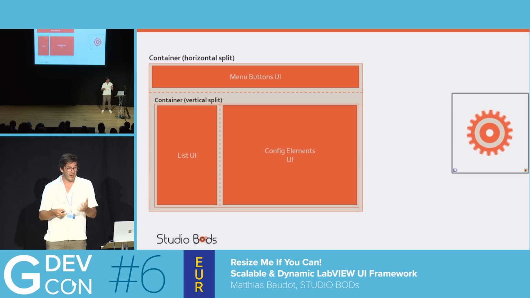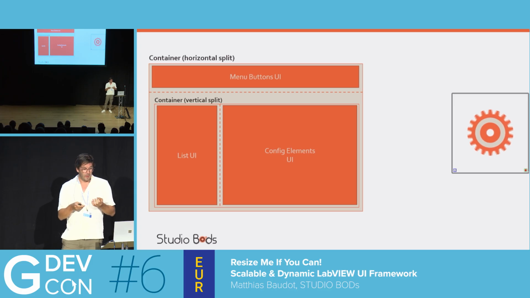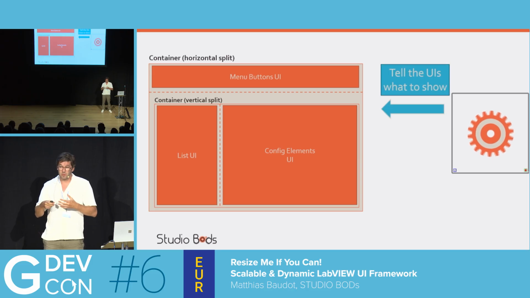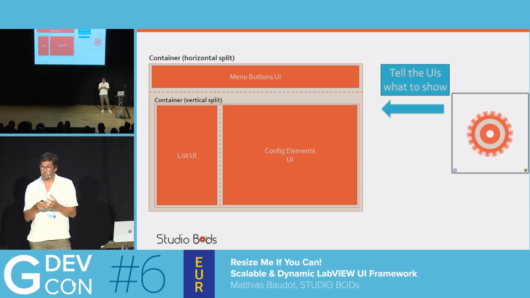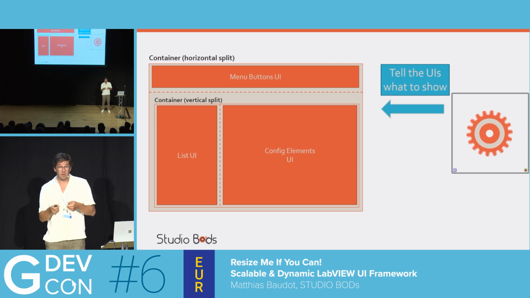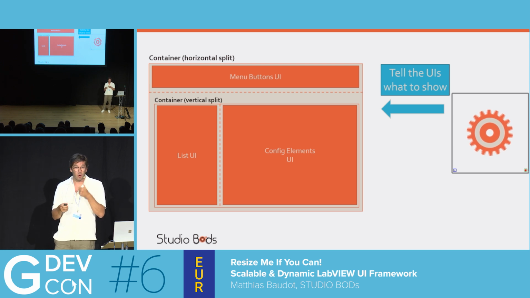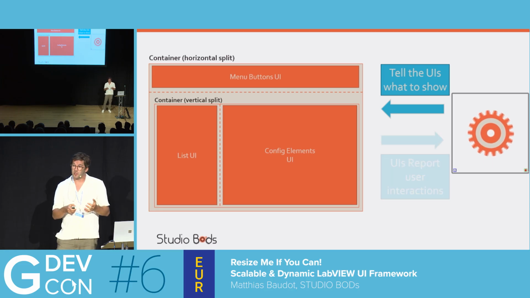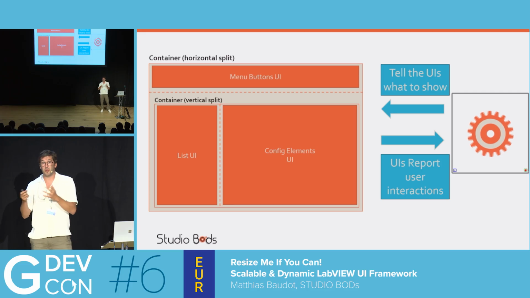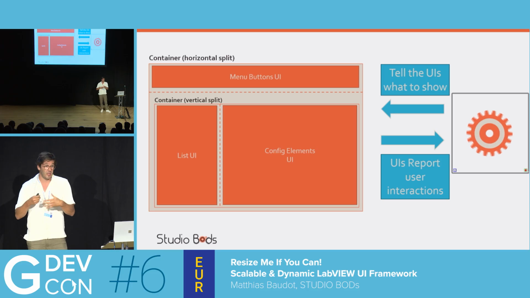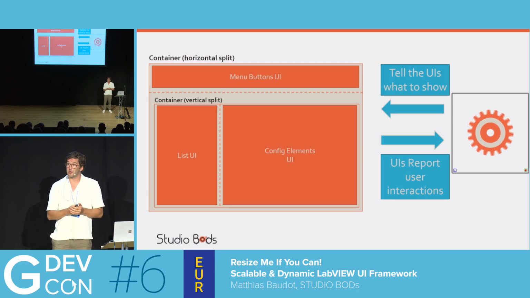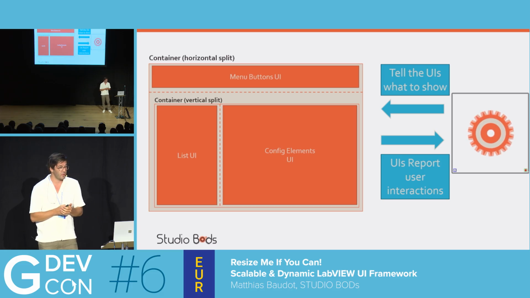It's running elsewhere. And basically, to do that, you need to tell the UI what to show. It could be the button name, the color, the glyph, the items in the list box. And each UI would be able to report user interactions, to report what happened, so the application's business logic can take decisions. And cherry on the cake, all those things will resize nicely if you resize the window.